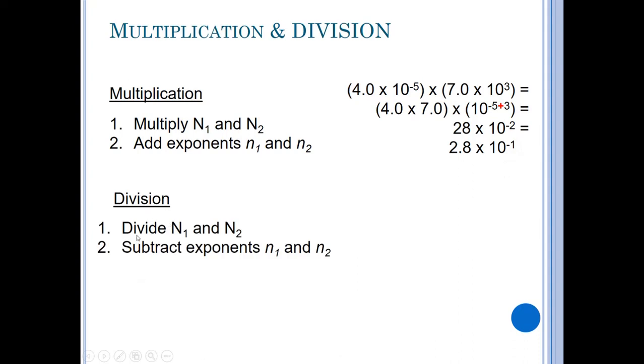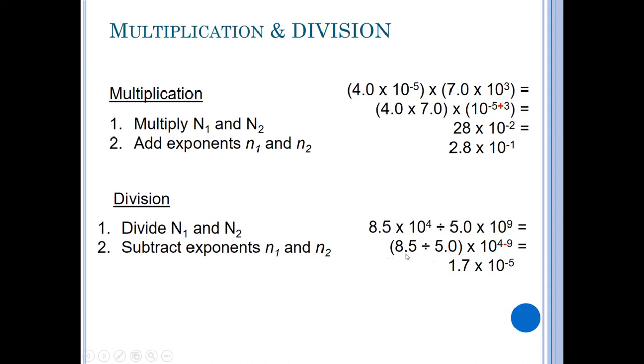And for division, divide n1 and n2, and subtract the exponents of n1 and n2. So you can directly do the division, 8.5 divided by 5.0 to get 1.7. And for the division rule, you need to subtract. 4, you need to subtract with 9. Then you get negative 5.